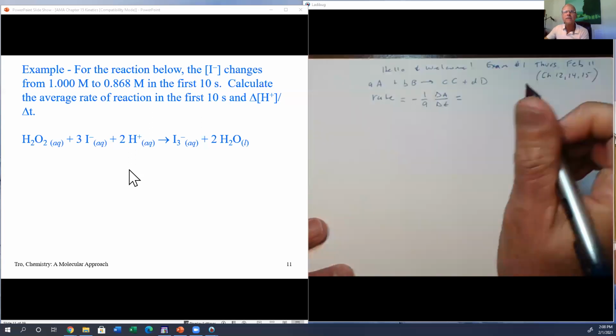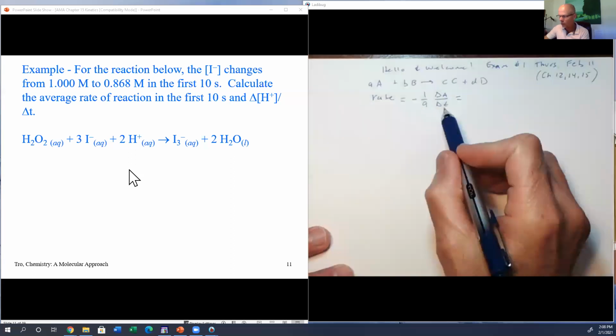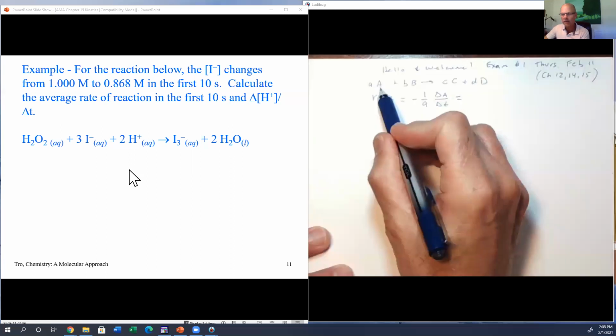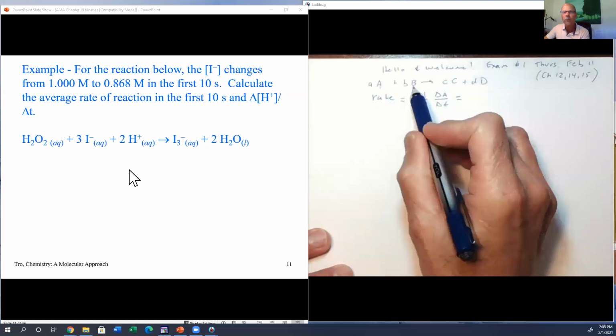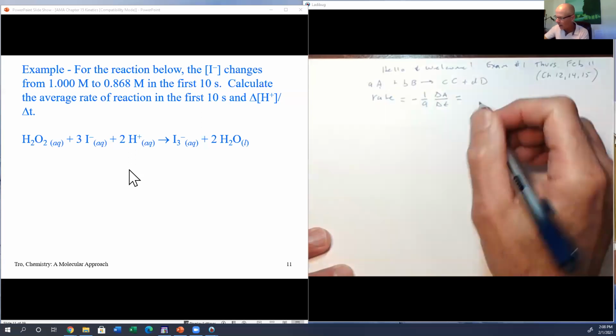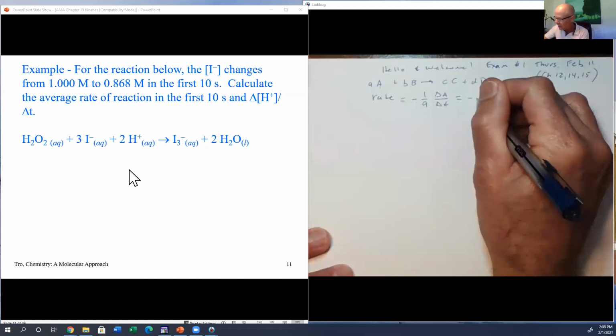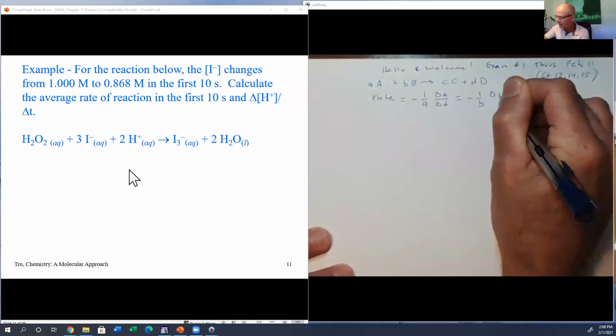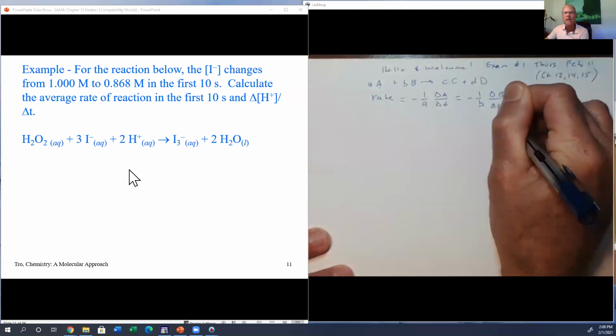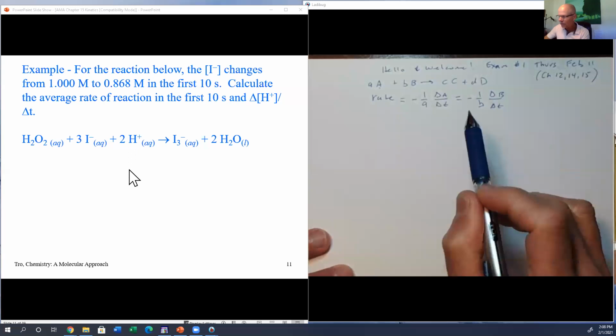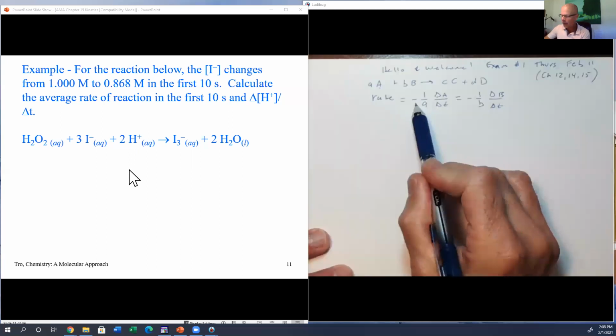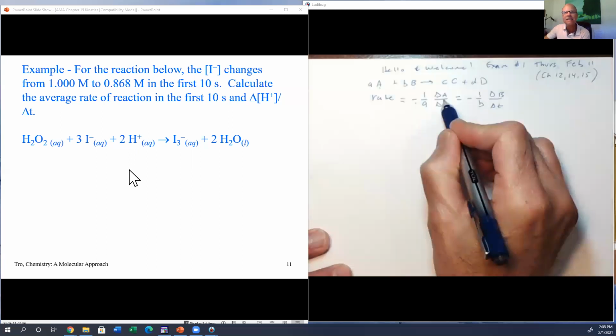Or that's if we define the reaction rate with regard to reactant A, right? If we define it with respect to reactant B, then we would write minus 1 over b delta B over delta t, okay? These negatives are here. Why? Because delta A over delta t is negative, right?